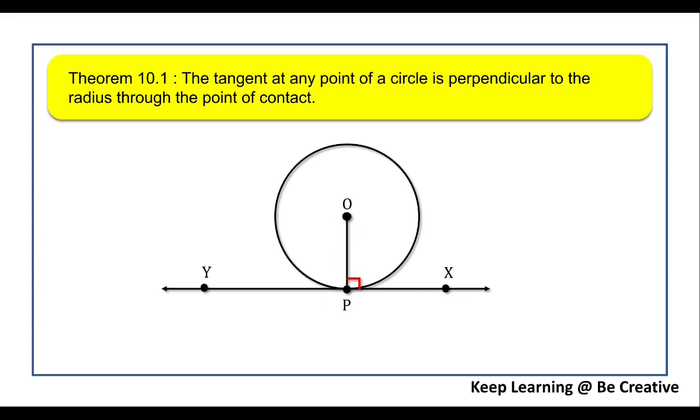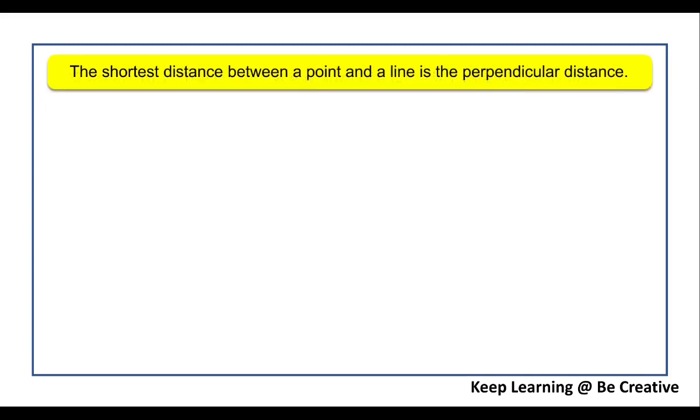Now before moving to the proof of this theorem, we should have clarity in our mind related to a concept. That is that the shortest distance between a point and a line is the perpendicular distance. That is what we are saying, that if we have a point and a line, then the shortest distance between that point and the line is the perpendicular distance. Let us understand what we mean.